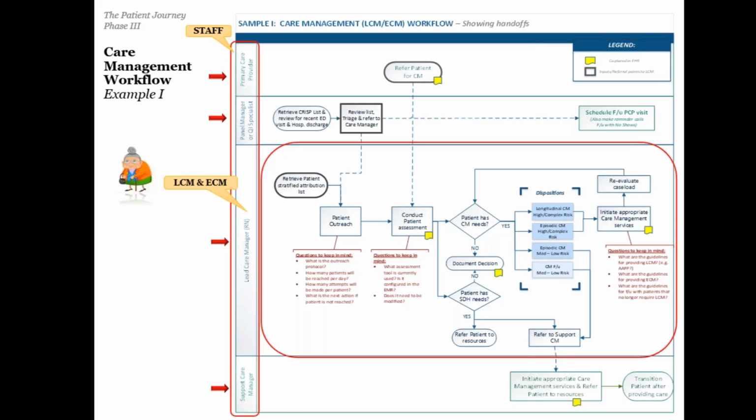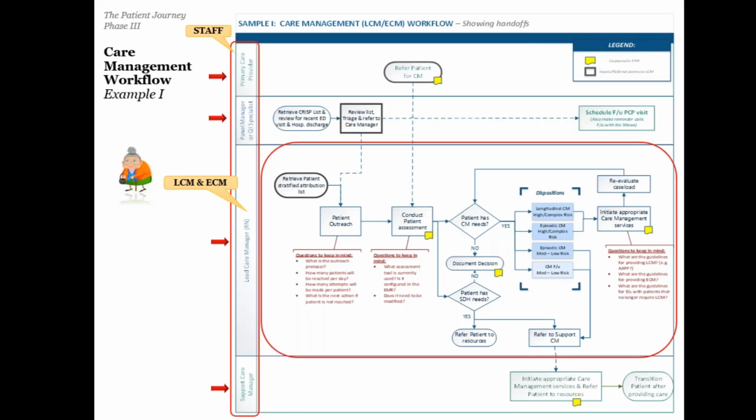the decision point for the lead care manager is, does the patient have care management needs? If no, document the decision. And if yes, then the care manager needs to determine what the disposition is. Is it an LCM for high complex risk? Is it an episodic care management for high risk or medium or low risk, or just a care management follow-up for medium or low risk?